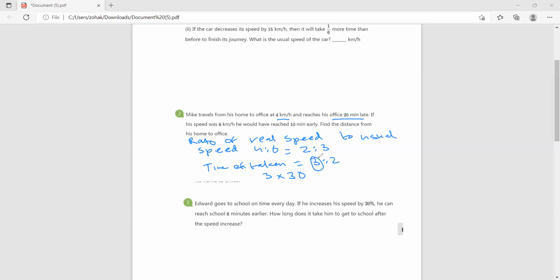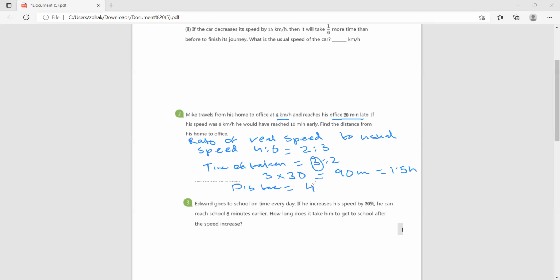Remember, this is the part that we're trying to work out, because that's the ratio of the real speed, and that's going to be equal to 90 minutes, which is equivalent to 1.5 hours. Okay, and so remember, distance is just, we want to work out this total distance from his home to his office, and that's just going to be equal to the speed multiplied by the time.